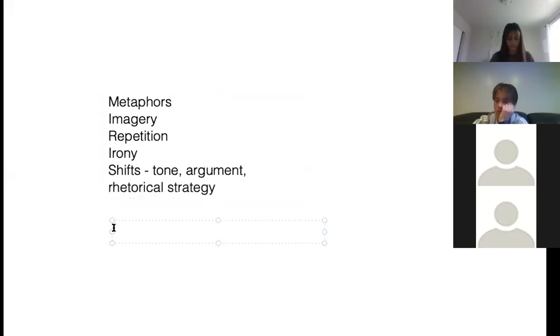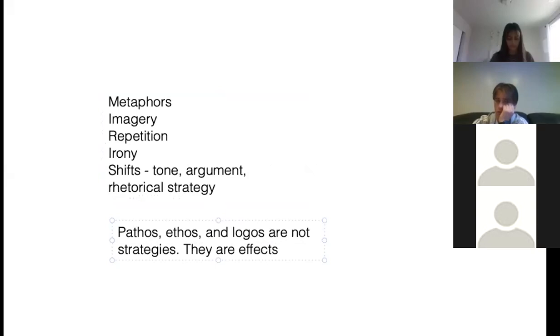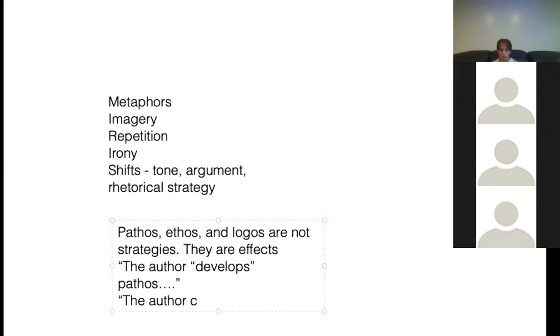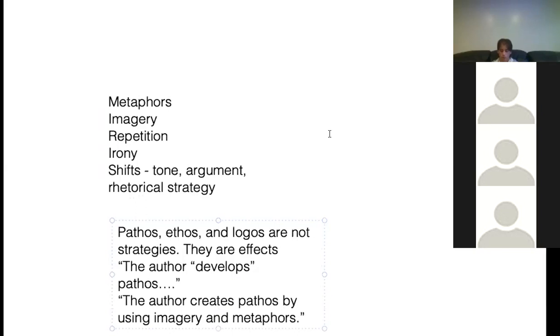Last thing, which is like a don't list: remember that pathos, ethos, and logos are not strategies. They are effects. You can use pathos, but it's better to say the author develops pathos or the author creates pathos. It's an effect. So you say the author creates pathos by using imagery and metaphors, right? So just remember that by themselves, logos, ethos, pathos are not strategies. You're trying to talk about the language choice the writer makes in order to create those three effects. And if you never mention logos, ethos, pathos in the essay, that is okay. If you're like, I'm not really sure how to at this point, then that's okay.